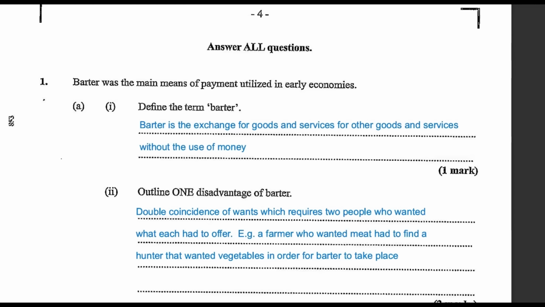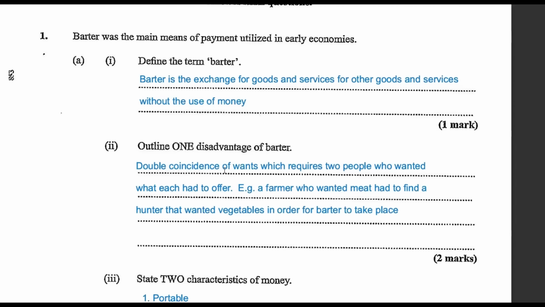Barter was the main means of payment utilized in early economies. Very simple question coming up. Define the term barter. Well, barter, as you all know, is the exchange of goods and services for other goods and services without use of money.